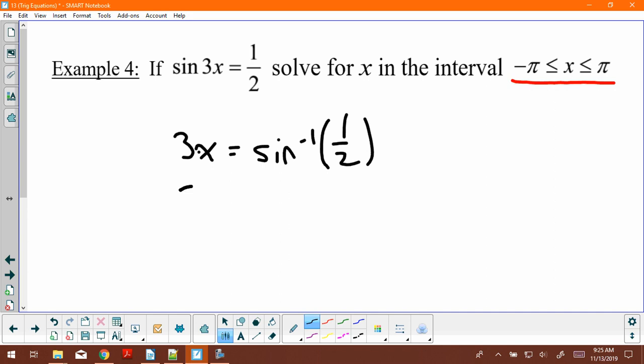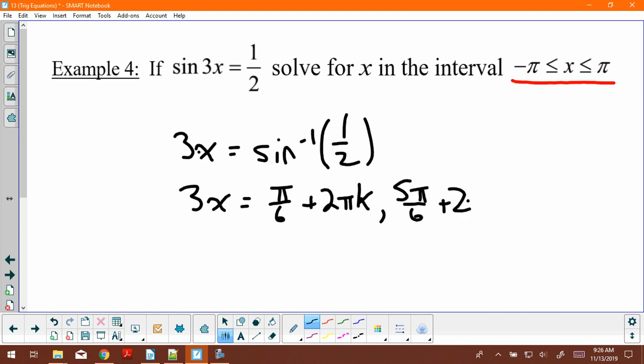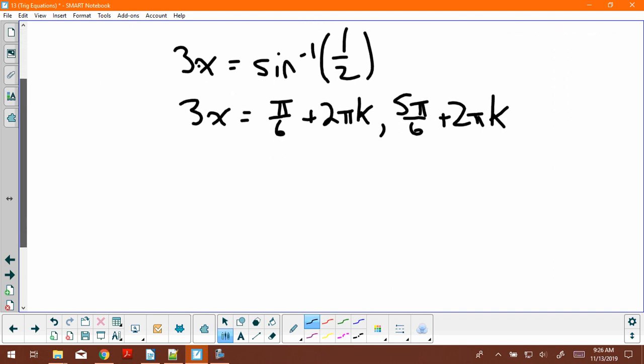So again, a little unit circle, and look that up. So our possible angles here, actually I think we did this at the start, didn't we? Pi over 6 plus 2 pi k, and 5 pi over 6 plus 2 pi k. Our next step after that will be to divide everything by 3.